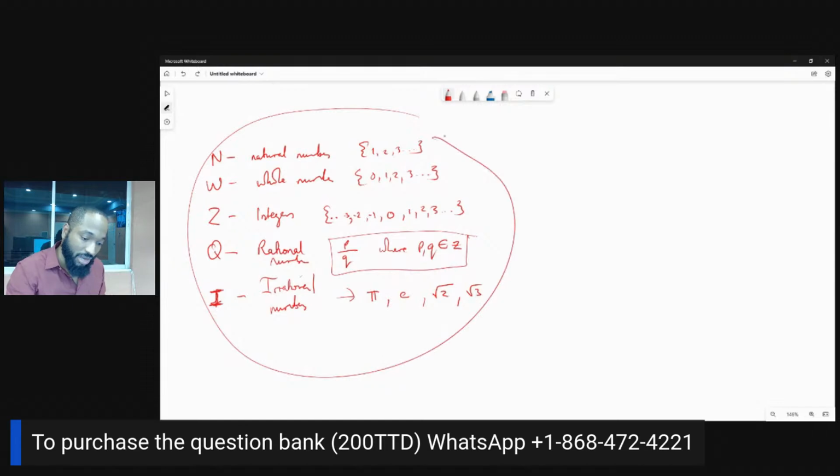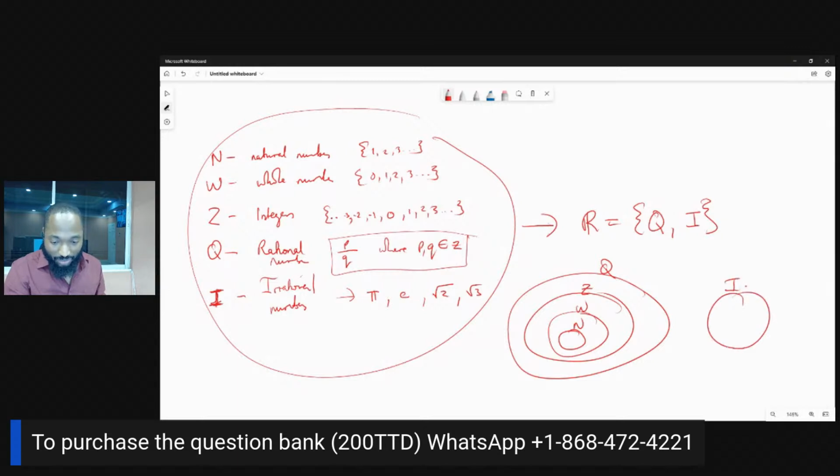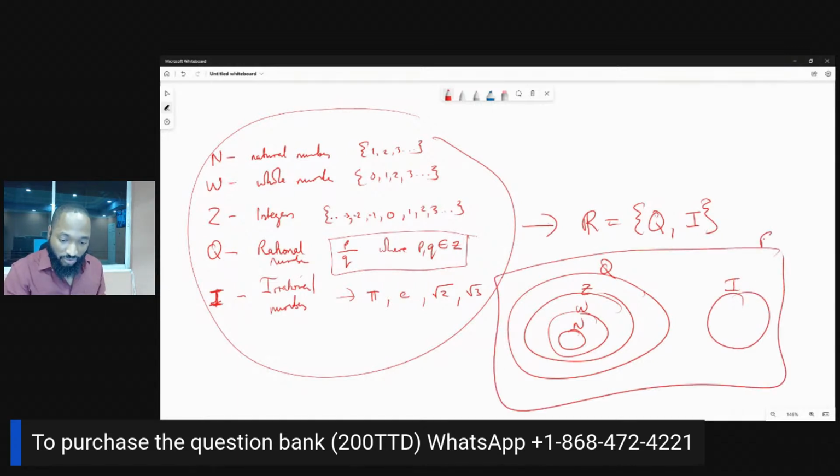So all of these belong to the big set called real numbers. Real numbers include rational and irrational numbers. If you study it, you have natural numbers, whole numbers, integers, then rational, then you have the irrationals lying on the outside, and then you have the whole real number system. That's everything in a nutshell.